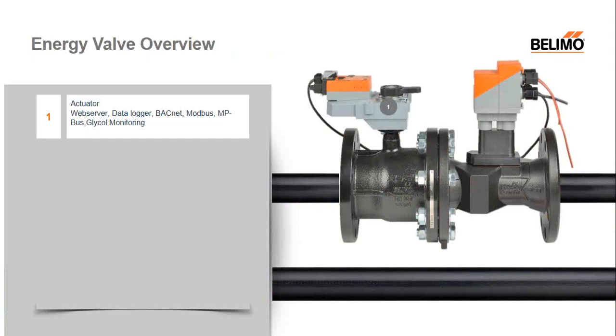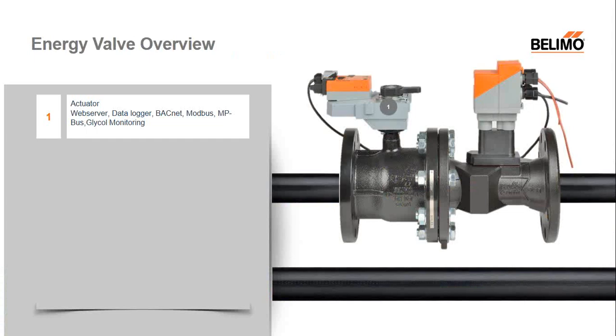There's an onboard data logger that stores 13 months worth of trended data on flow, temperature, valve position, energy, and that data is very valuable. We're moving to a very data-rich time with the advent of things like IoT, which we're going to talk a little bit more about later. So the data is really a powerful tool that the Energy Valve outputs.